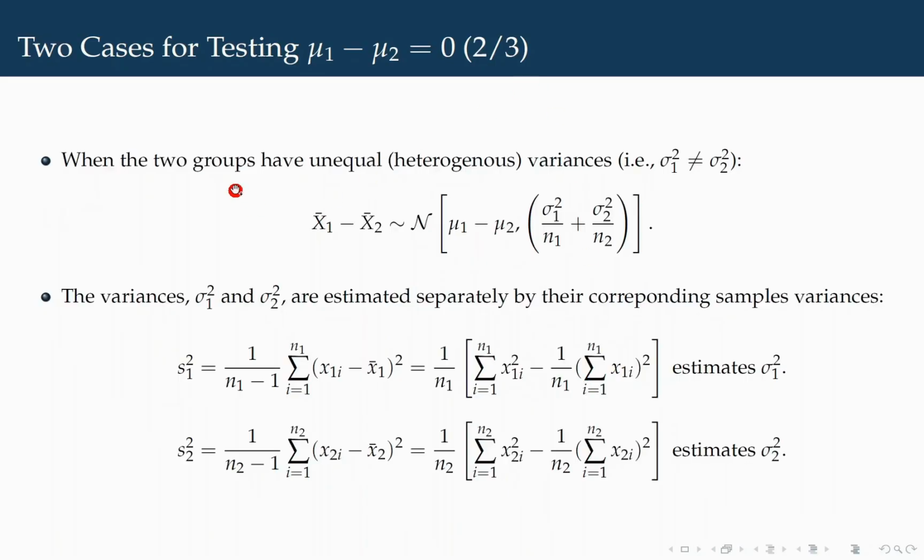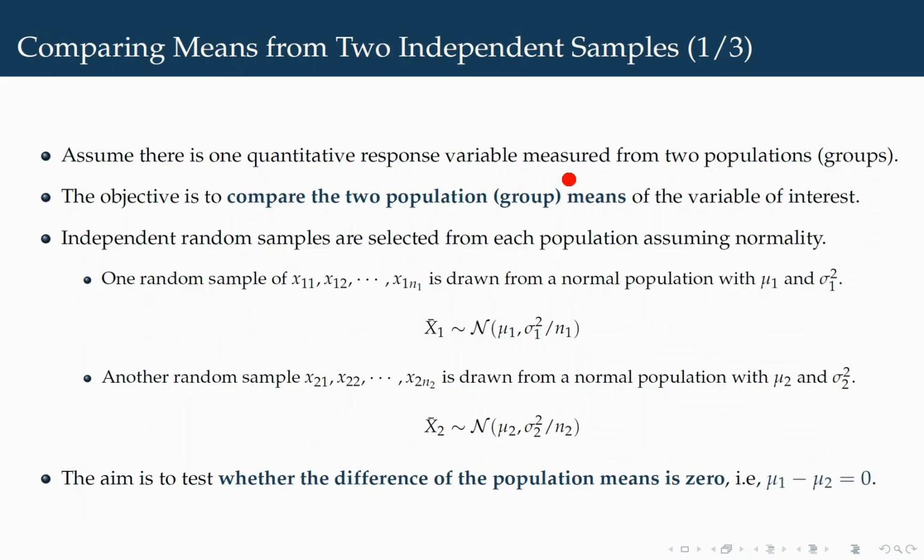So let's consider the case when the groups have unequal or heterogeneous variances. In that case, the distribution of x bar 1 is normal with mean mu1 and variance sigma 1 square over n1, and the distribution of x bar 2 is normal with mean mu2 and variance sigma 2 square over n2.